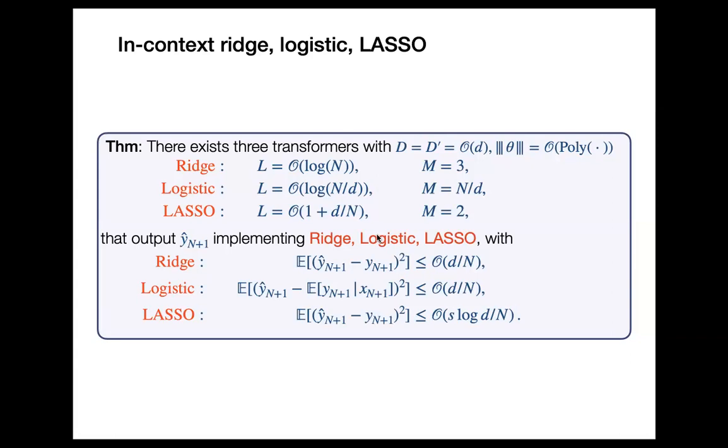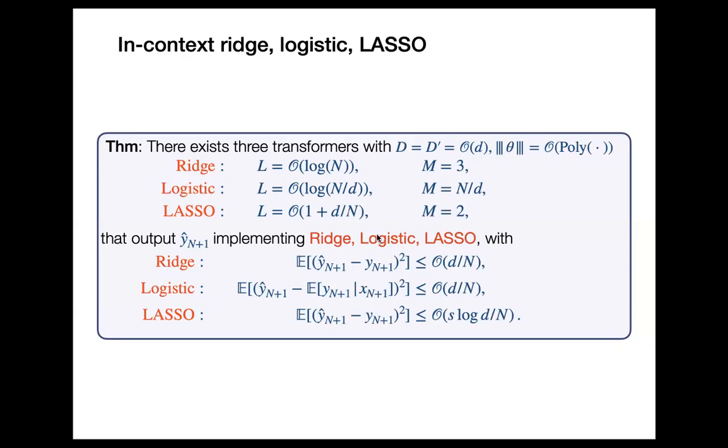These are just transformers like I have shown, but the parameters may be different. So there's one transformer with some parameters that can implement ridge regression, one that can implement logistic regression, and one for lasso. They can output y hat implementing these different algorithms with optimal statistical rate. That means the output y hat approximates y with some error that achieves this statistical error.